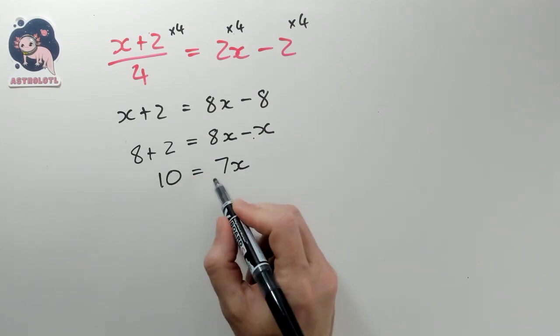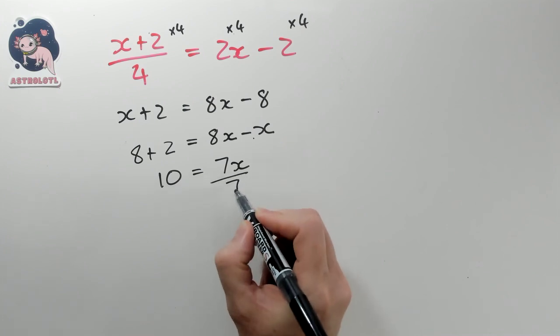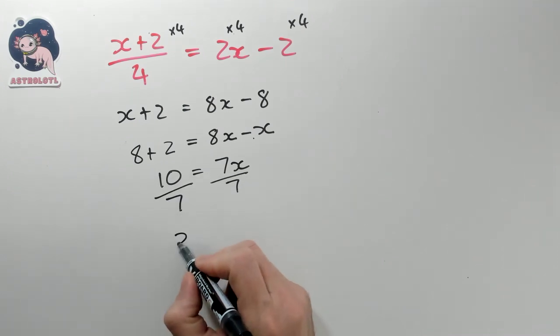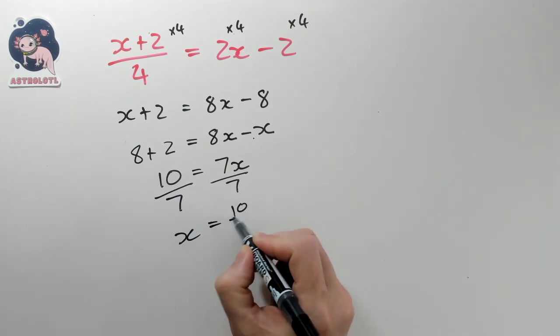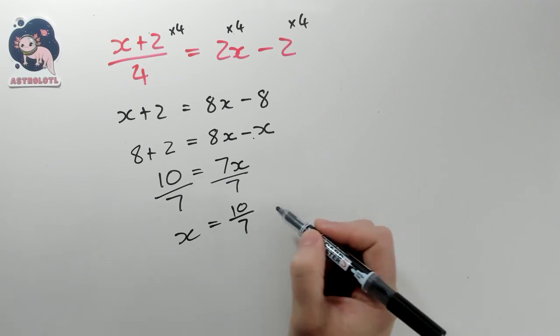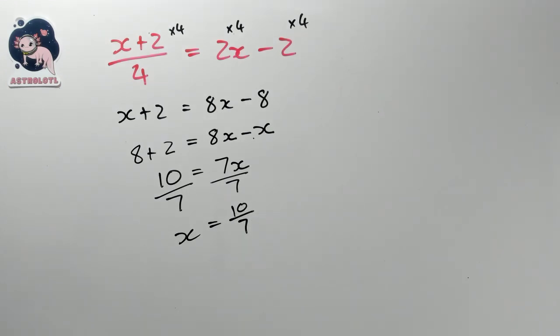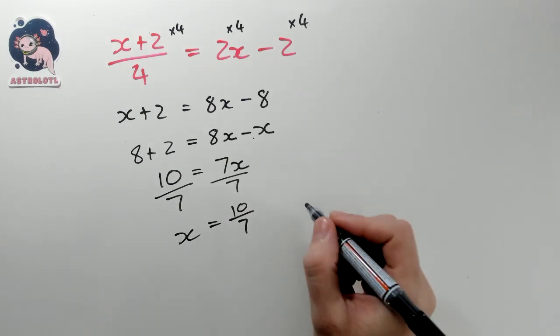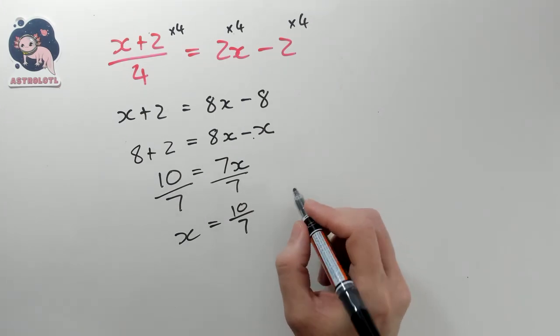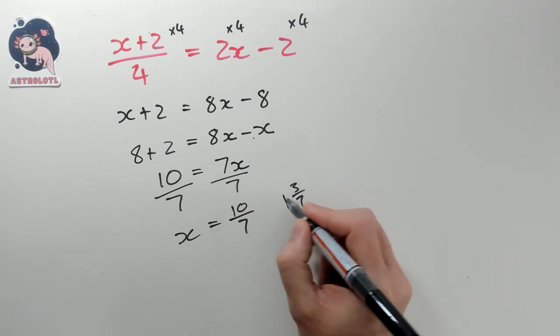And to get this away, I'll have to divide by 7 on both sides, and now I have x is 10 over 7. Can write it as 3 and 3 sevens. Oh no, sorry, 1 and not 3. 1 and 3 sevens if I wanted to. 1 and 3 over 7.